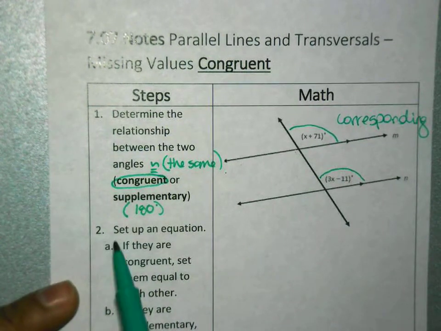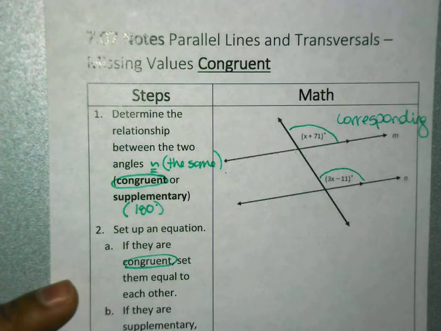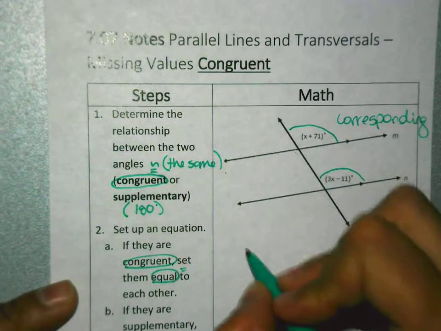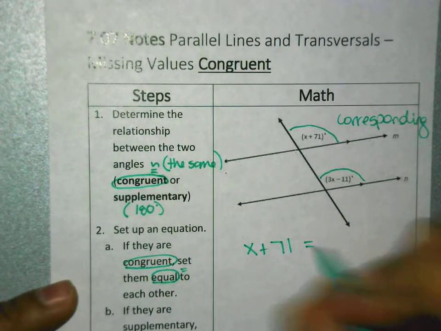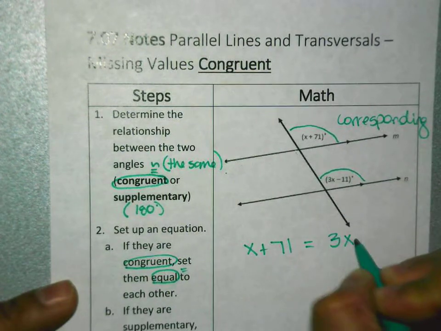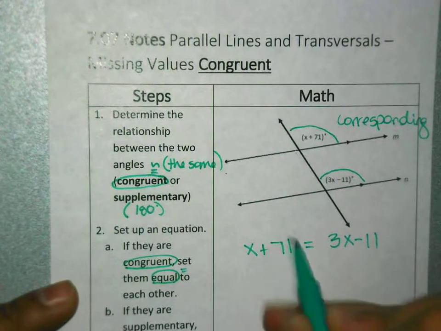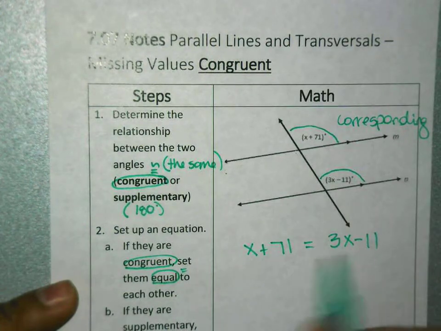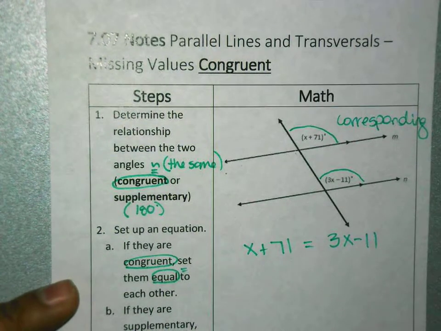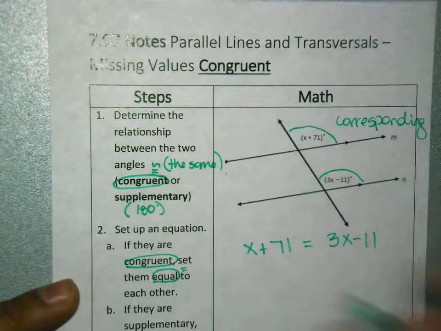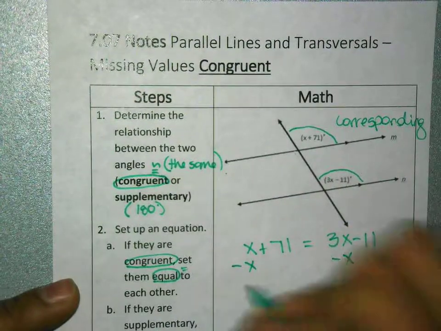So step 2 says set up the equation. If they are congruent, which they are, set them equal to each other. So I'm going to take x plus 71 and set it equal to 3x minus 11. And that is because, since they are corresponding, I can set them equal to one another and then solve for my variable. I'm then going to subtract x on both sides.